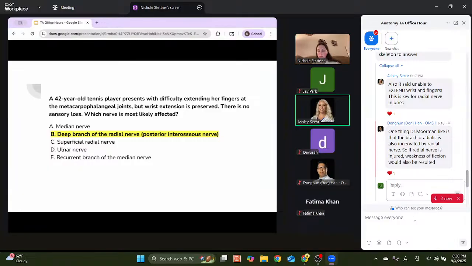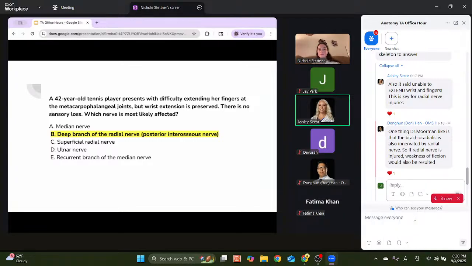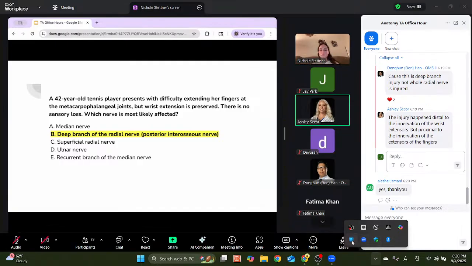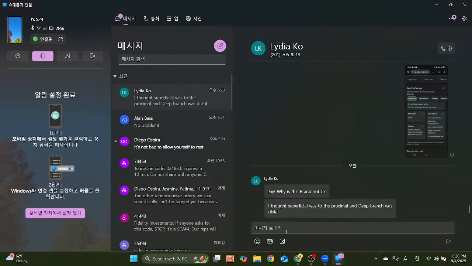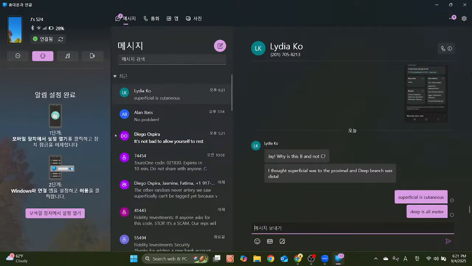Don made a good point in the chat too, that they really like to make the distinction between weakness versus full paralysis. I didn't really go fully into depth with that with these questions, but make sure you know that if there's extensor weakness, that could be a radial nerve injury distal to the innervation of those muscles. So you're not getting complete loss of function of those muscles, but you may be getting some weakness. Just make sure you review that too.